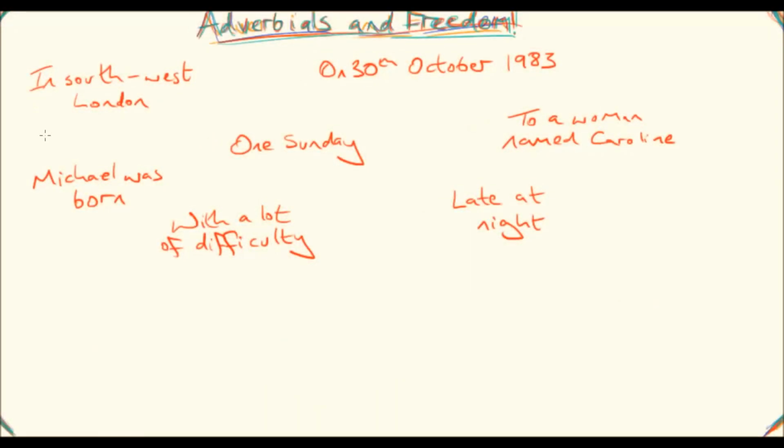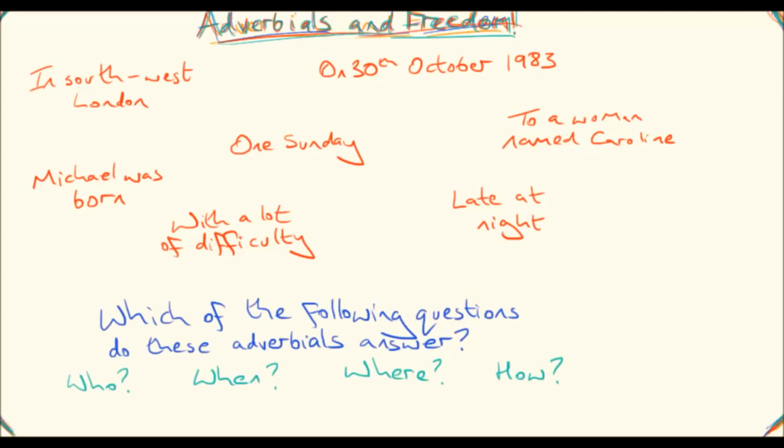So let's take a look at these adverbials in closer detail then, and let's continue with another quick question. Shouldn't take you too long. Which of the following questions do these adverbials answer? Who, when, where, and how? Let me also remind you at this point that we're not going to include Michael was born in this, because that's the main clause in the sentence. It's not an adverbial, it's a subject, verb, object, or in this case it's a passive structure. We're talking about the other phrases here, the adverbials.